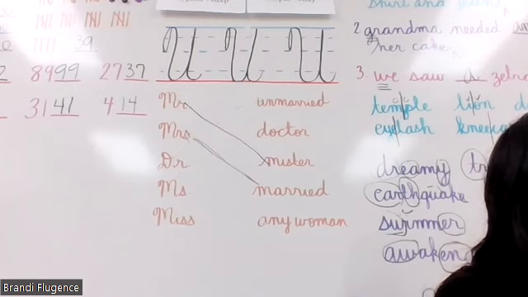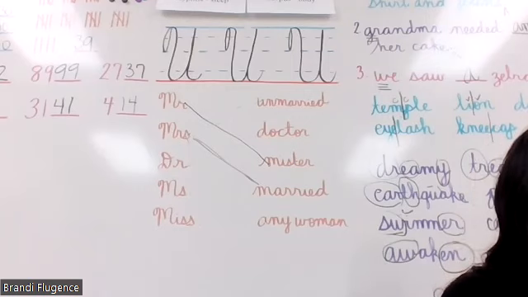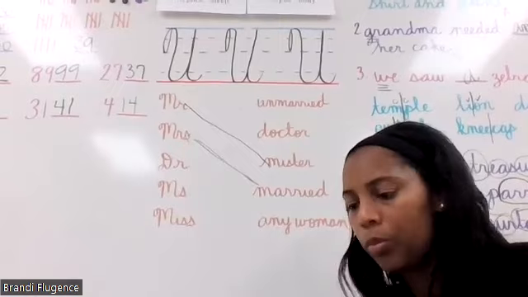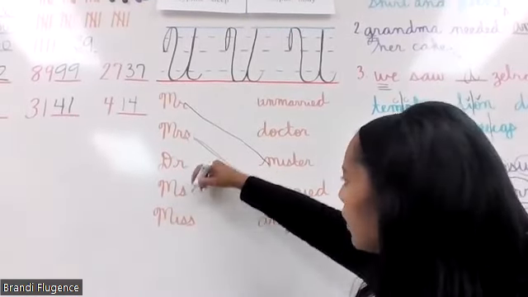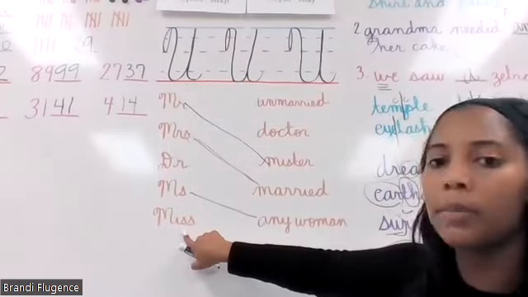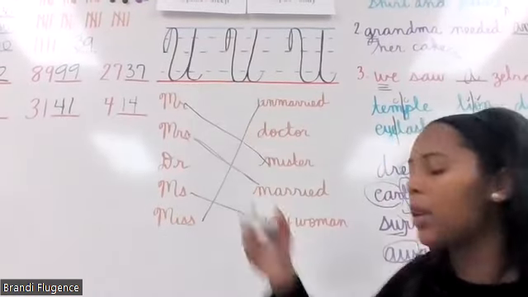Okay, Asa, you want to do this one? Which one would Ms. connect to? Any woman. Good. Any woman can have Ms. Good. Okay, and then obviously, guys, our last one, Miss, would be for an unmarried woman.